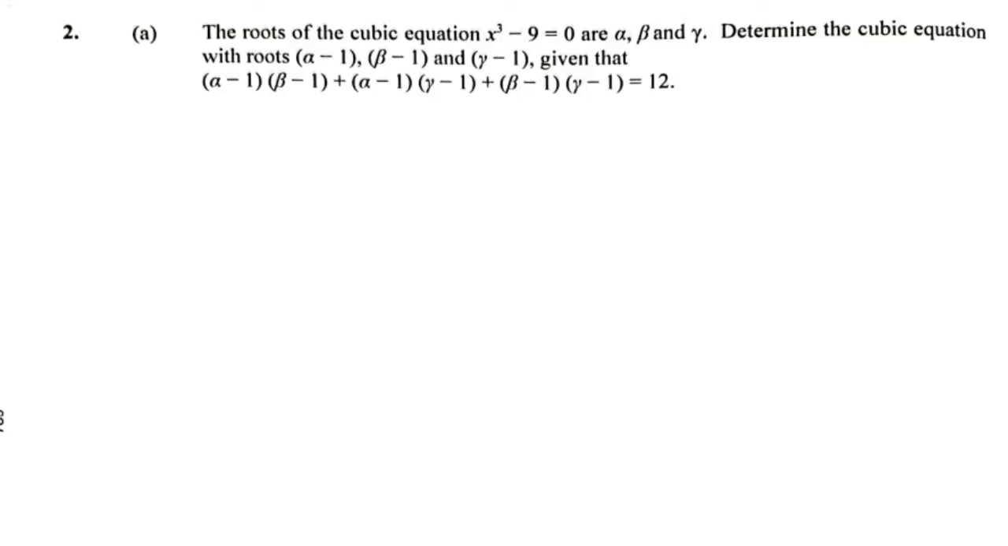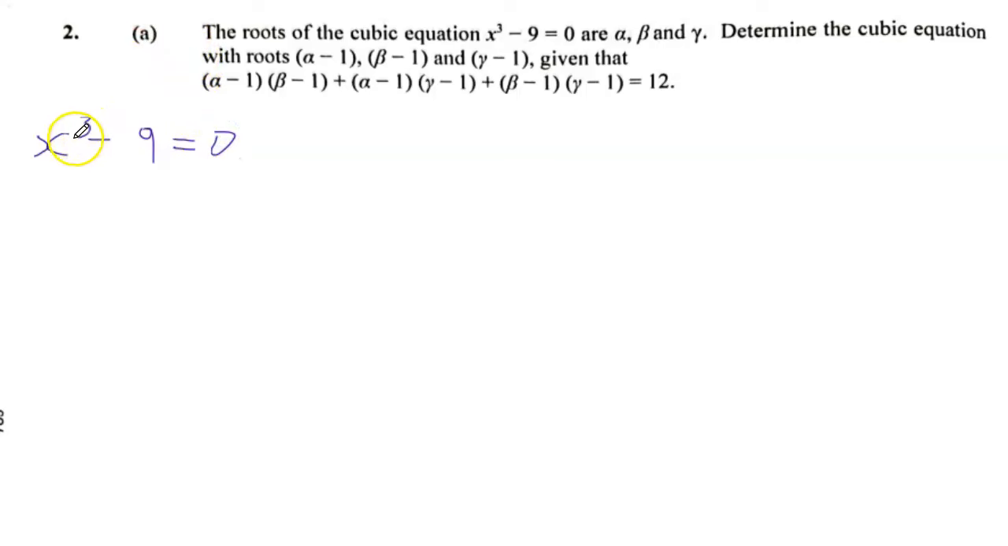We are now at question 2. The roots of the cubic equation x cubed minus 9 equals 0 are alpha, beta, and gamma. Determine the cubic equation with roots alpha minus 1, beta minus 1, and gamma minus 1. Given that, and we have a long expression there, is equal to 12. Right, so first we need to find, so we have x cubed minus 9 is equal to 0.